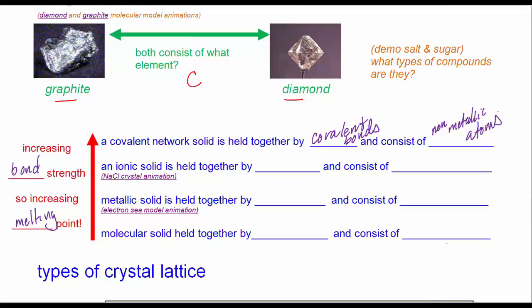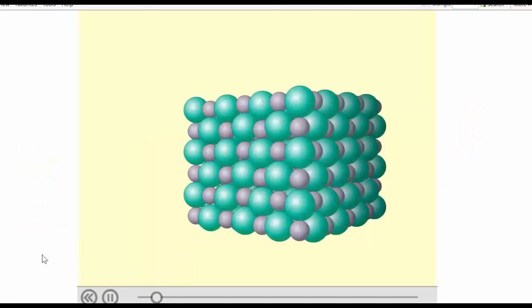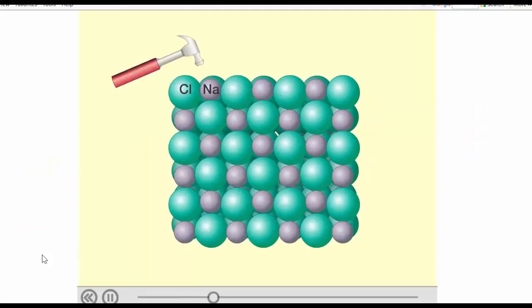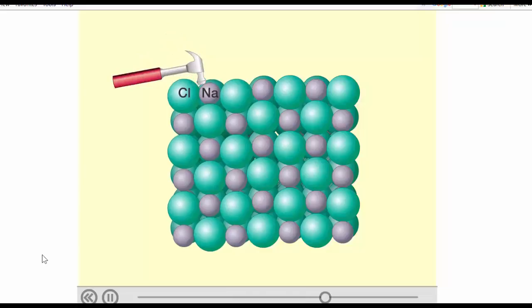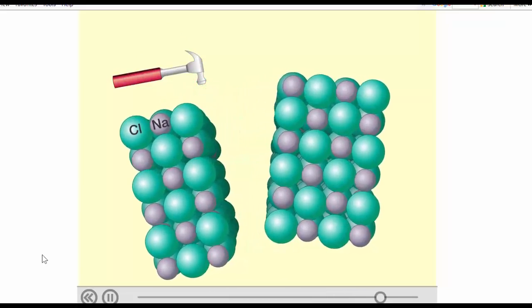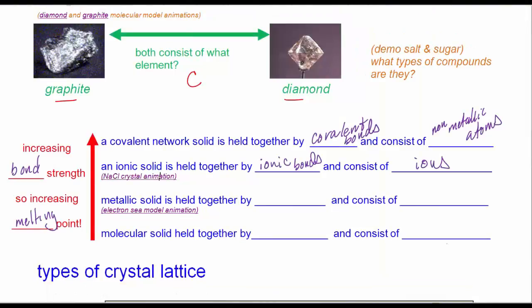An ionic solid, so that's the next strongest type of crystal. It's held together by not covalent bonds, ionic bonds, and consists of ions. Here's an animation. Sodium chloride is typical of ionic solids. The crystal contains alternating sodium cations and chloride anions packed in a three-dimensional array. Ionic solids are brittle if deformed and will fracture along planes of packed ions. So it's a simple plus minus of the ions that holds it together.